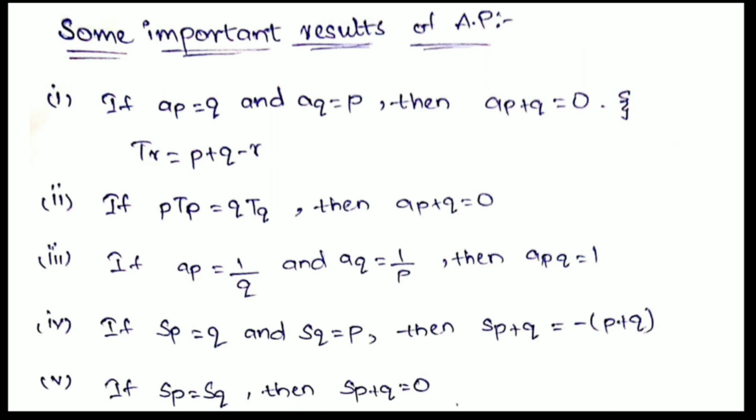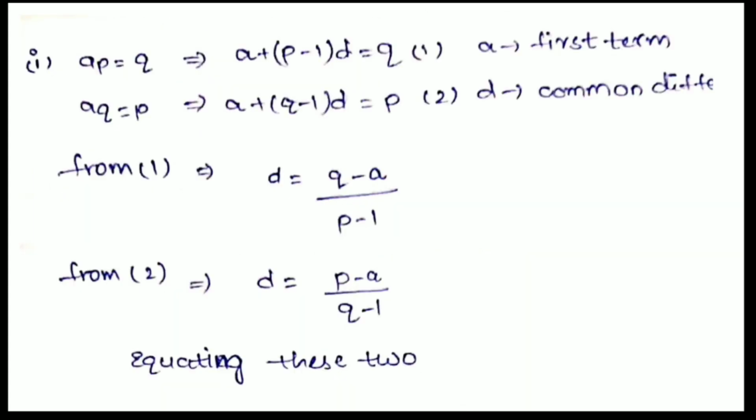Here we have 7 results of AP, and these are very important, as you can get them in some competitive exams and you use them in problems also. So it is better to remember them. So let us see proofs of these one by one.